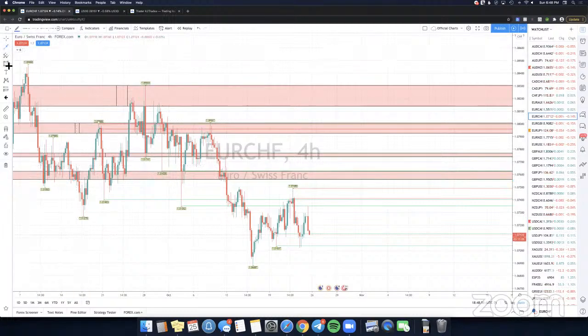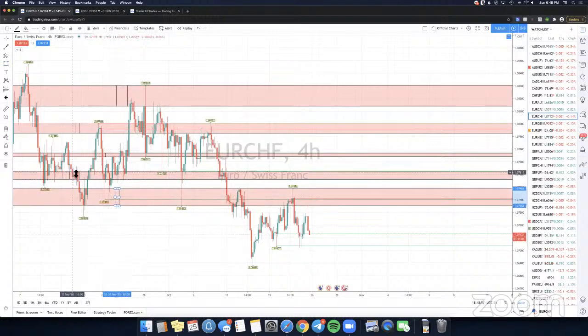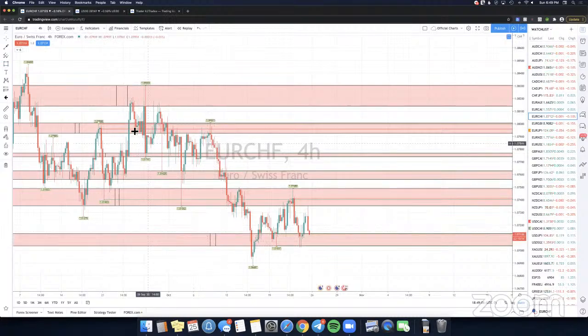All right, Euro CHF right here. Let's move this up a little bit. And then this last zone down here. So we got all these zones lined up. Turn off the indicator, and then zoom out from here.